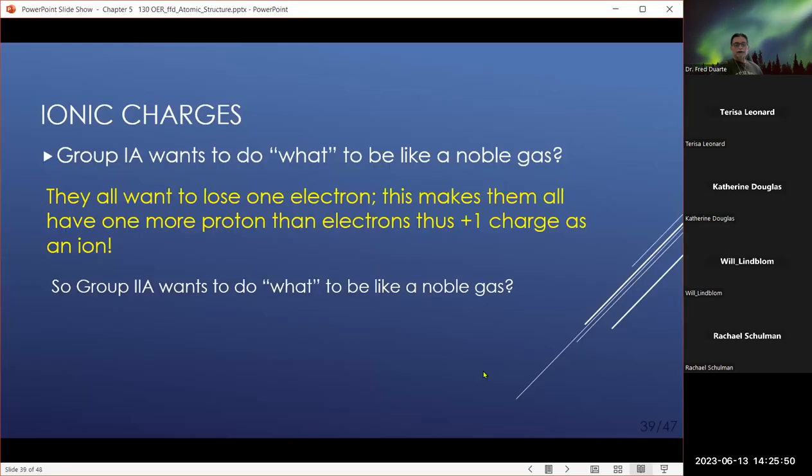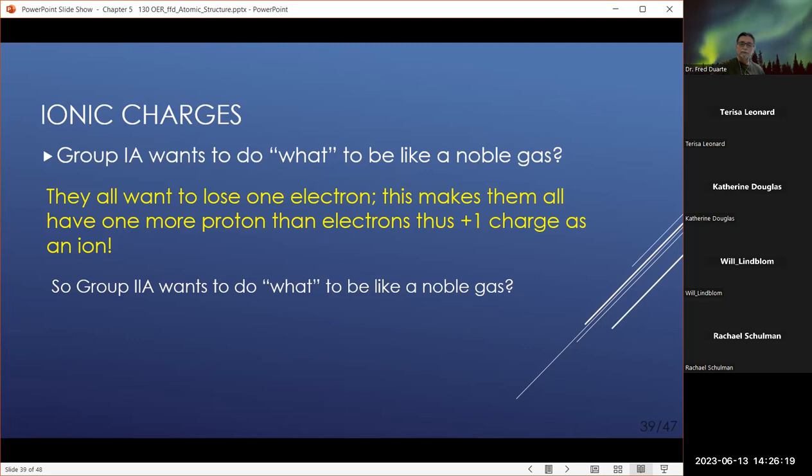So everybody in group 1 wants to be like a noble gas, okay? With the exception of hydrogen, all the other metals, by losing electrons, specifically, they're going to lose that 1 because all they've got is 1 valence electron. And in doing so, they will be isoelectronic with the noble gas behind it, okay?